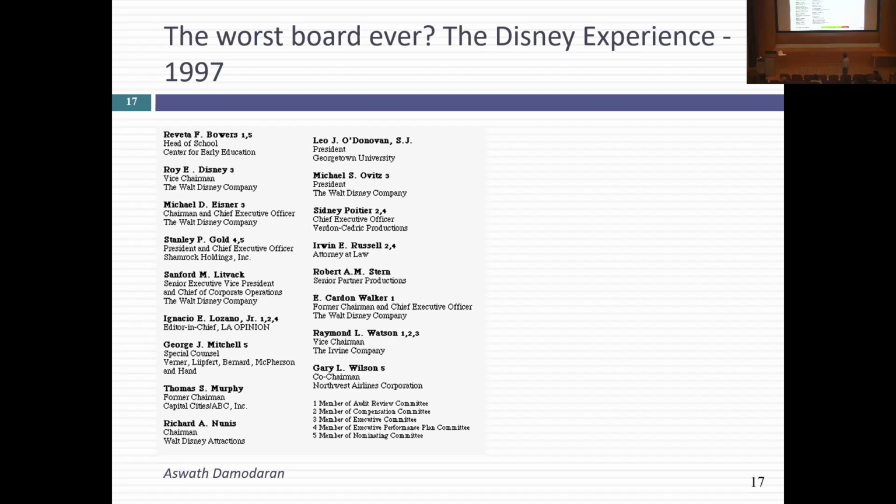And here's my favorite example of conflict of interest: Irwin E. Russell, attorney at law. You say, what do you have against lawyers? Actually, plenty, but this is not the forum to talk about it. But he was Michael Eisner's personal attorney. How the hell do you get away with this? I'm going to get my lawyer on the board. He's going to be an independent. It's nice to have your lawyer in the room. Tell you, don't answer that question, Mike. Take the 5th on that one, Mike. But don't tell me he's going to be an independent director.